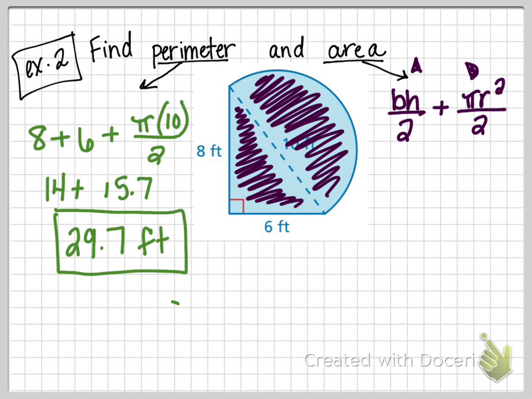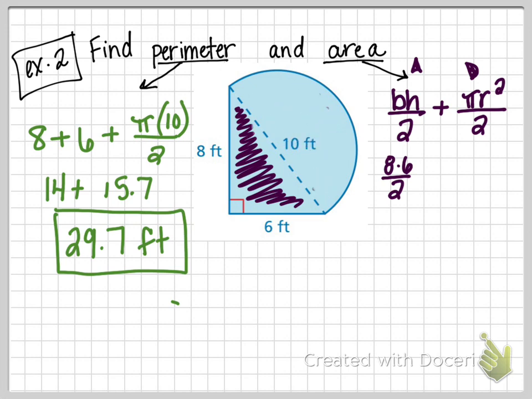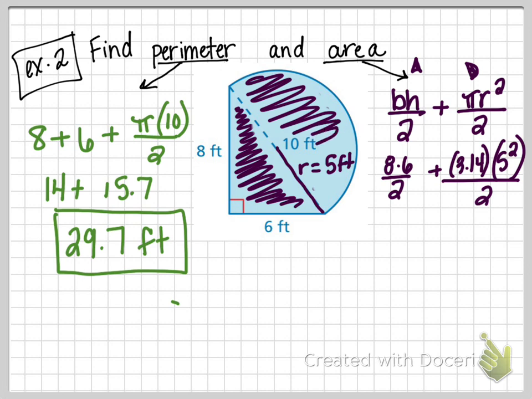All right, so let's take what we know about the triangle. Base times height is 8 times 6, and we divide that by 2. Then, to find the area of the semicircle, we need to find the radius of the circle. If the diameter is 10, we know that the radius is 5 feet. And then we can plug that into our area formula. Pi is 3.14 times 5 squared, radius squared. And then we divide that by 2 in order to get half of a circle. 8 times 6 is 48, divided by 2 is 24.